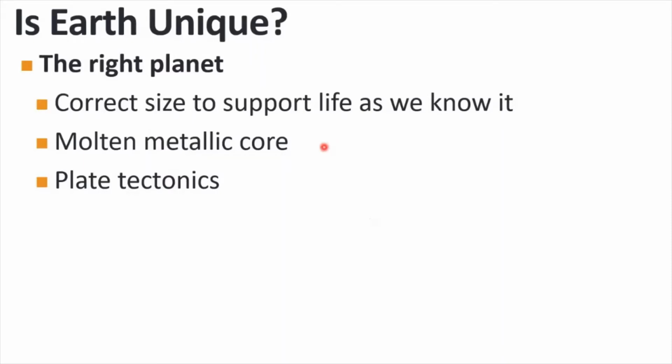Also, the molten metallic core generates our Earth's magnetic field, and the Earth is being bombarded with cosmic rays that would strip away our atmosphere. Also, plate tectonics. Without plate tectonics, the Earth would be covered entirely by water. So we talked about flux melting and partial melting with the formation of continental crust. And so without plate tectonics, we may not have any crust above sea level.